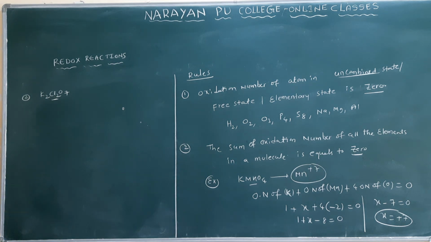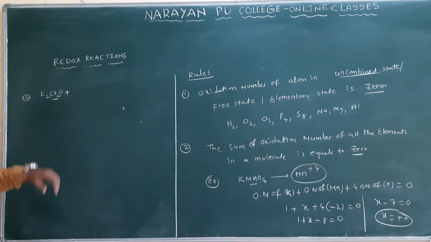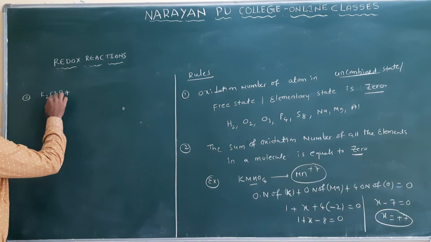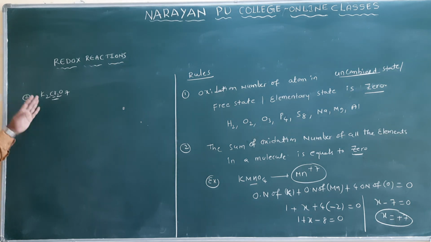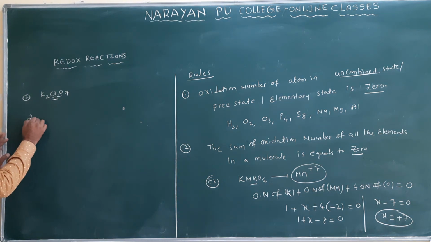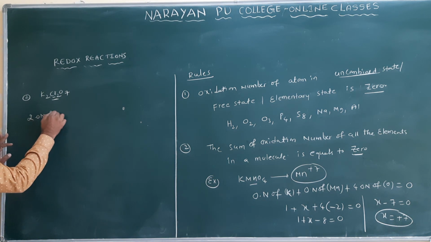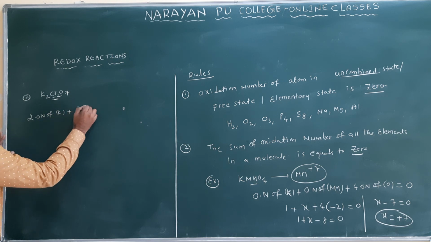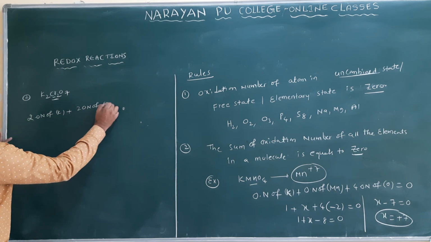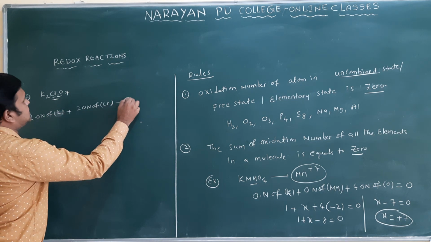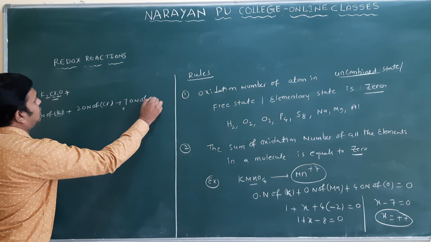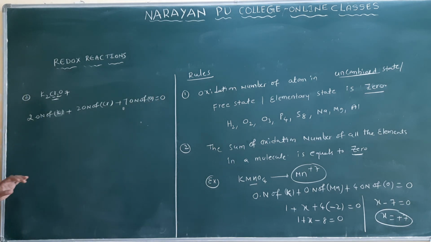Let us see one more example we have. K2Cr2O7. The name of the compound is potassium dichromate. Here you can identify the chromium oxidation number. So we can apply the second rule only. Like this, we can write the sum here: 2 into oxidation number of potassium plus 2 into oxidation number of chromium plus 7 into oxidation number of oxygen is equal to 0 only.